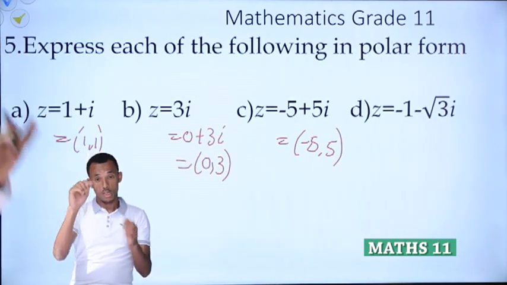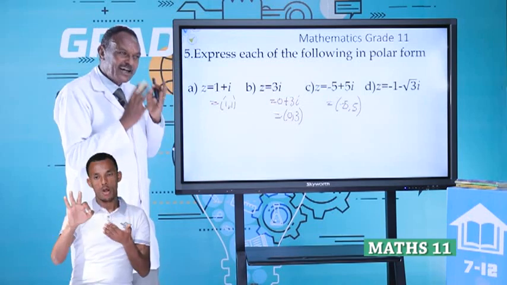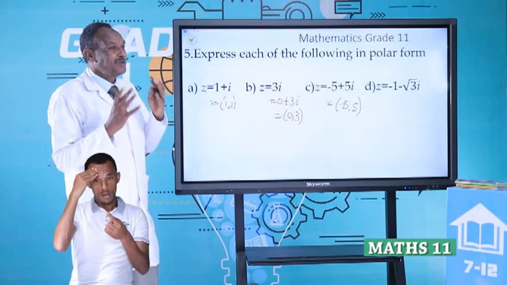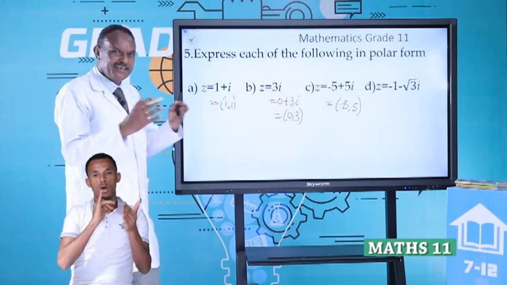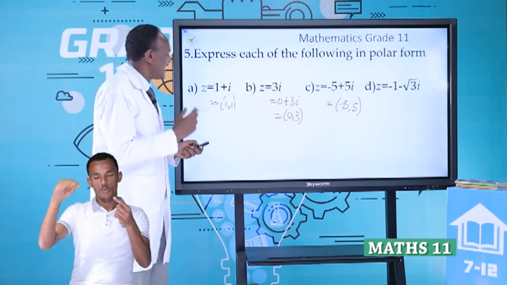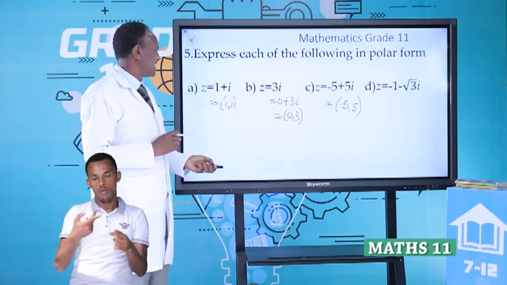Knowing the position of the complex number gives an advantage in determining the argument: in which quadrant it will be found and what is the degree corresponding to that argument for that complex number.